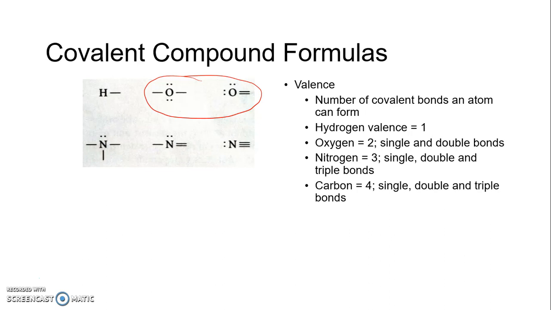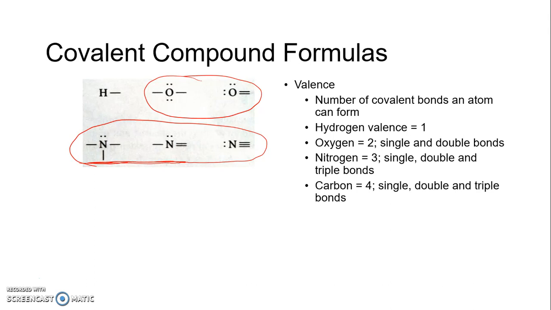Nitrogen can accept 3 more valence electrons, which means you can either have 3 single bonds, a single bond and a double bond, or a triple bond. It would work in any case for nitrogen.